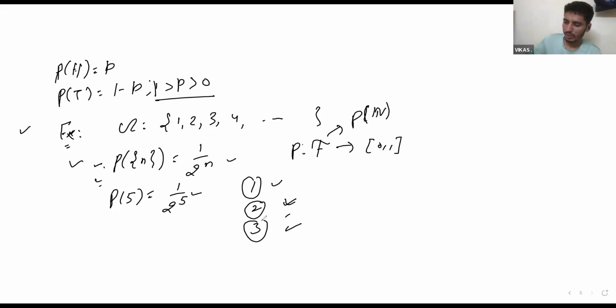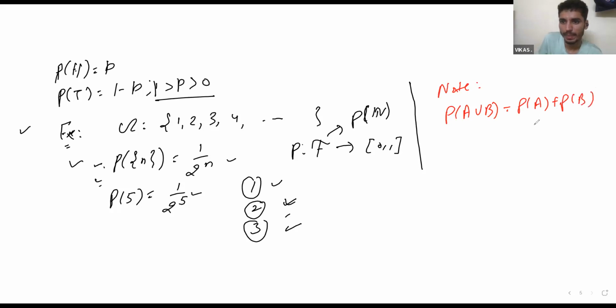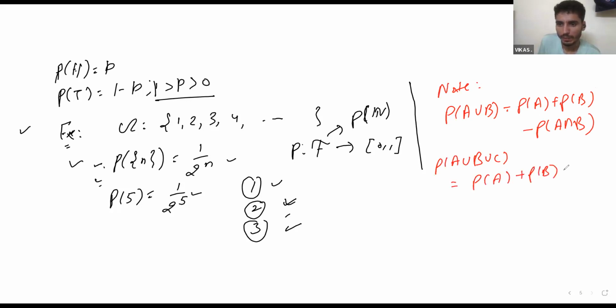One more thing that we have done, just a simple note: the probability of A union B is the probability of A plus the probability of B minus the probability of A intersection B. You can extend this version: the probability of A union B union C is the probability of A plus the probability of B plus the probability of C, minus the probability of A intersection B, B intersection C, and A intersection C, plus the probability of A intersection B intersection C.